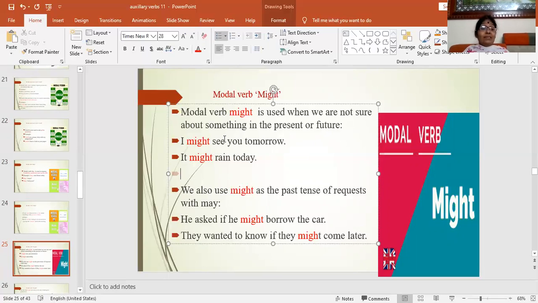We also use might as the past tense of request with may. What is it? We also use might as the past tense of request with may. He asked if he might borrow the car. He asked, which is over. May I borrow your car? So when you're reporting it back, he asked if he might borrow the car. They wanted to know if they might come later. Right? See how we are using this modal verb might.